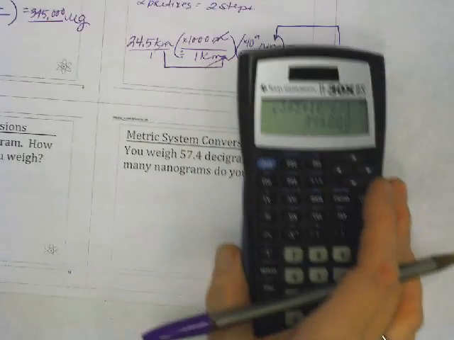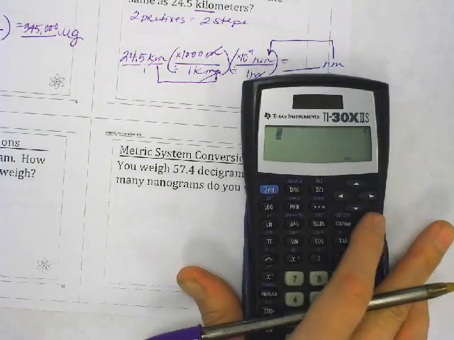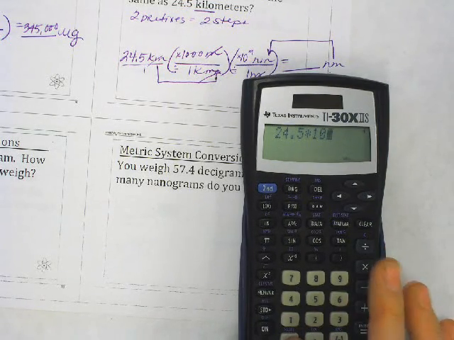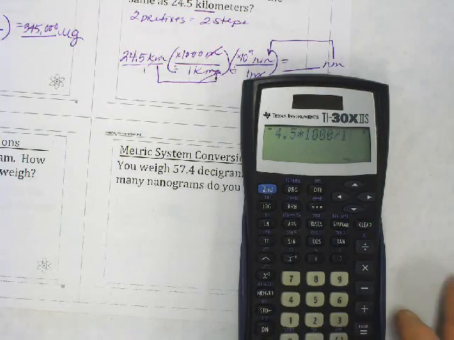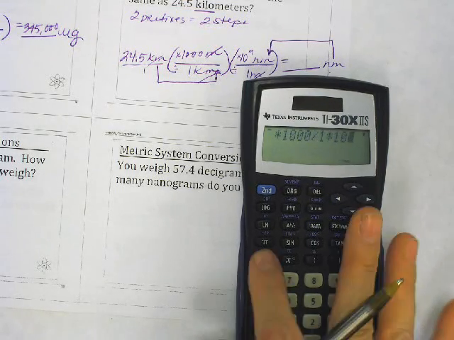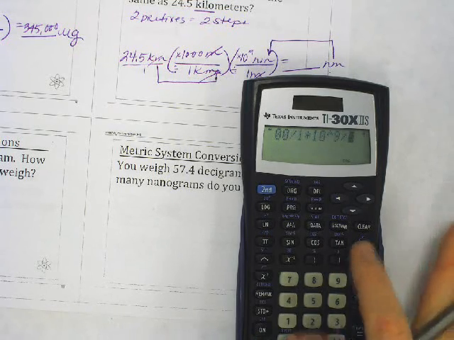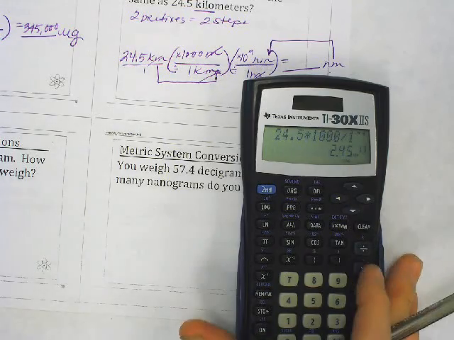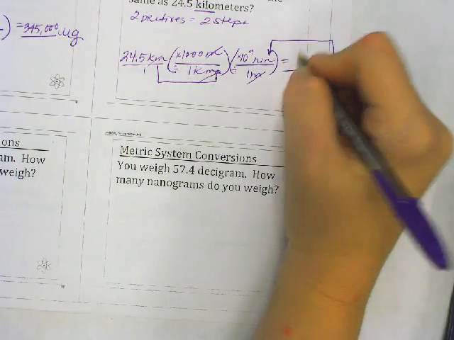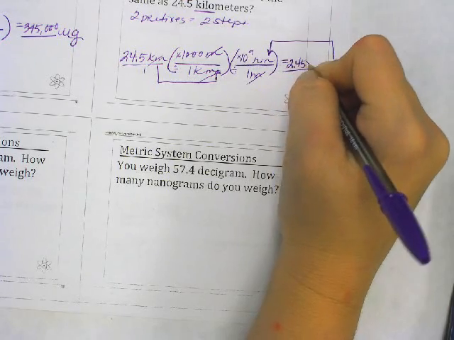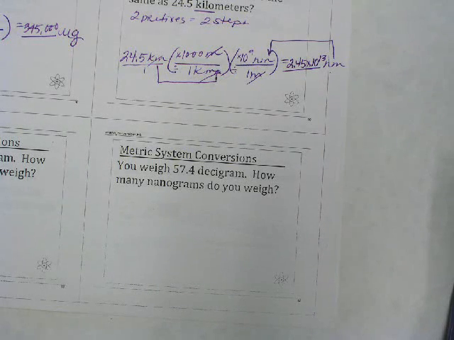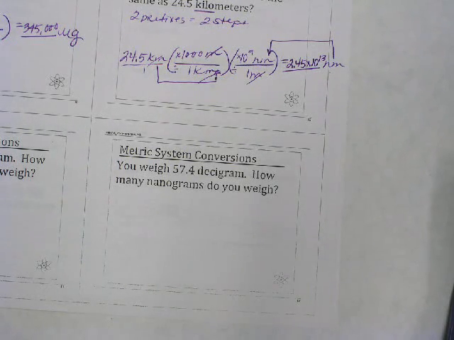So on my calculator, I'm going to do 24.5 times 1,000 divided by 1 times 10 to the 9th divided by 1. And that's going to give me a really big number of 2.45 times 10 to the 13th. Because nanometers are really, really small, that means I must need a lot of them to fill in a kilometer. Alright, and that's how you do the two-step ones.